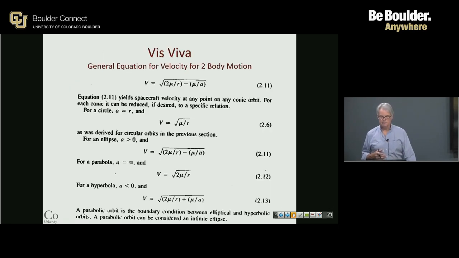So, four forms of the vis-viva equation. In its standard form, the square root of 2 mu over r minus mu over a. A circle, straightforward, the square root of mu over r.